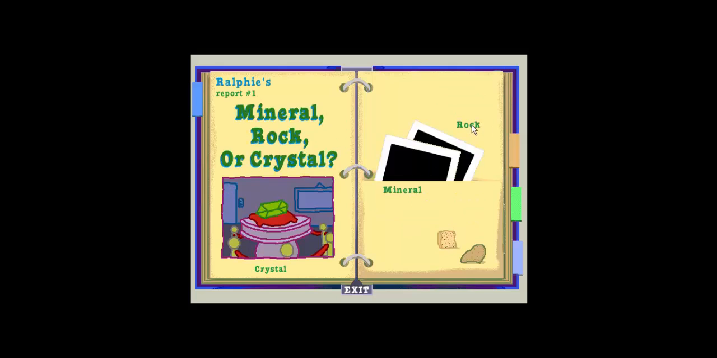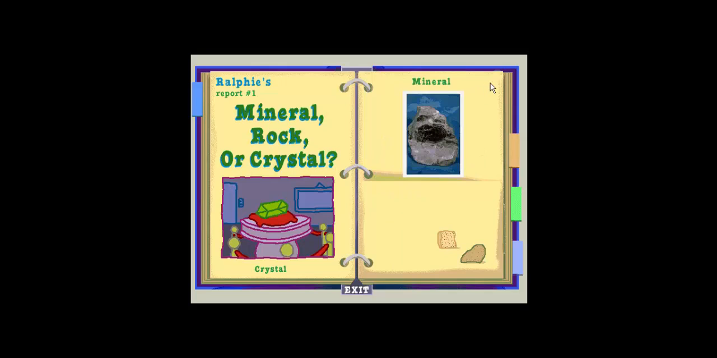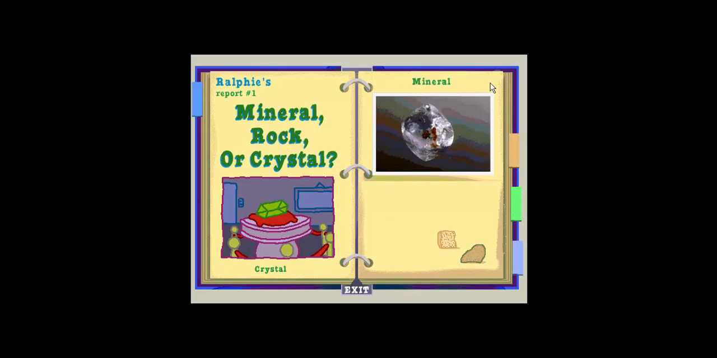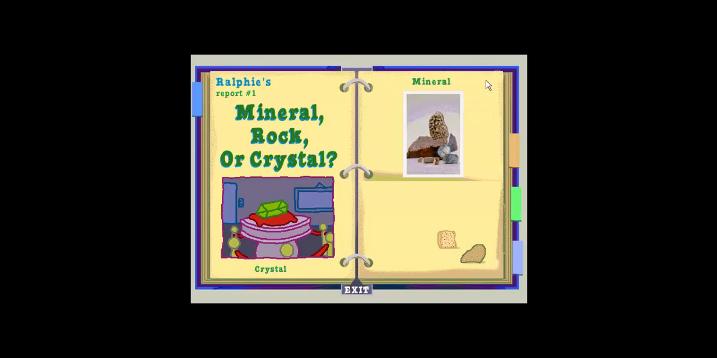Mineral, rock, or crystal? Mineral. Minerals are the building blocks of rocks. But what exactly is a mineral? Well, minerals are always solids and they're natural, which means they're not made by people. They're not alive and have never been alive. A mineral is made from one or more chemical ingredients which are arranged in certain shapes called crystals.